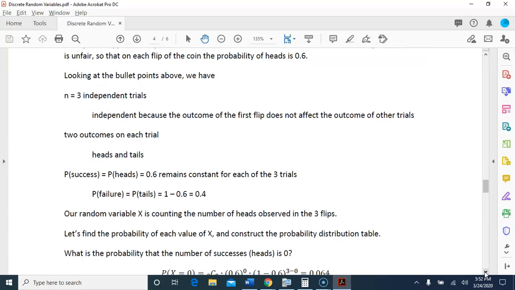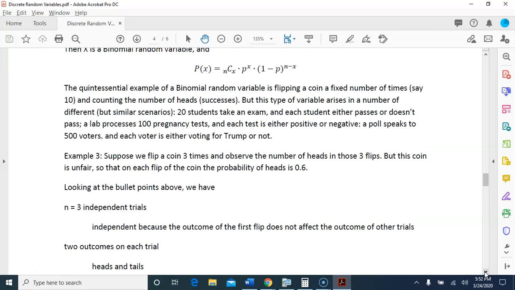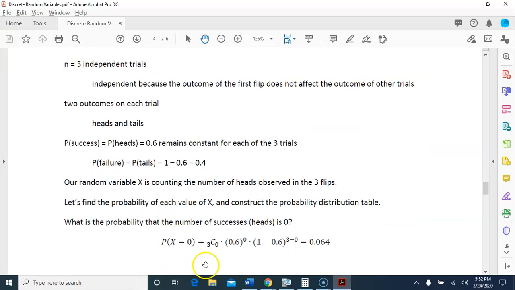So let's find the probability that the number of successes or heads is 0. So plugging that into this formula up here, we have something that looks like this. The probability that the number of successes is 0 is 3 choose 0, times 0.6 to the 0, times 1 minus 0.6 to the 3 minus 0, which is 0.064.